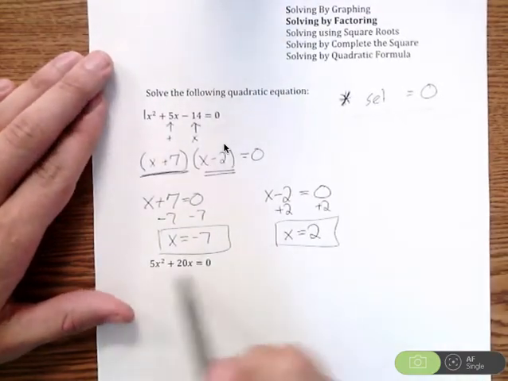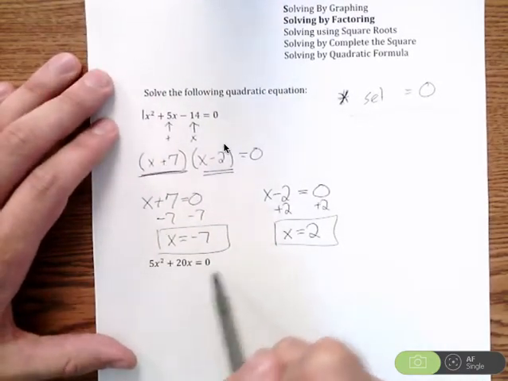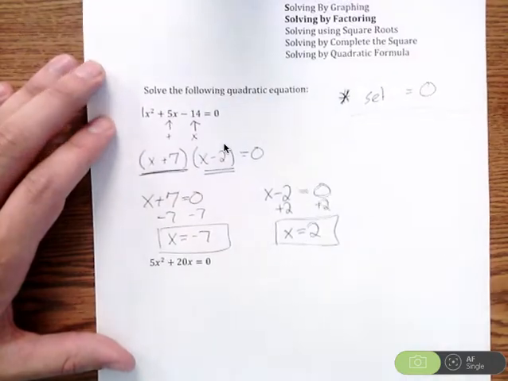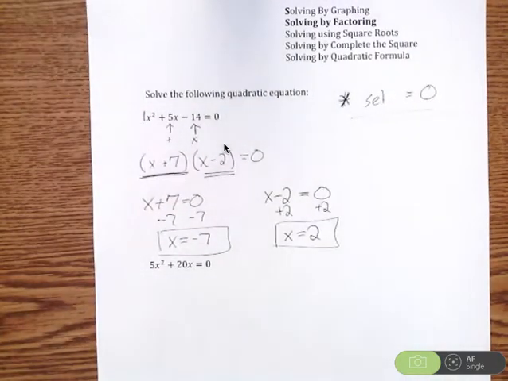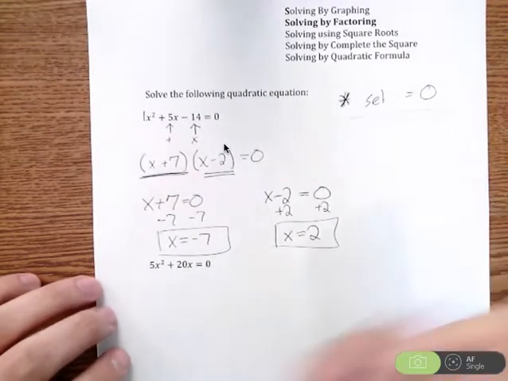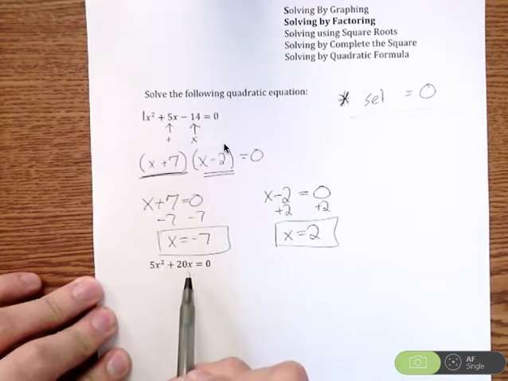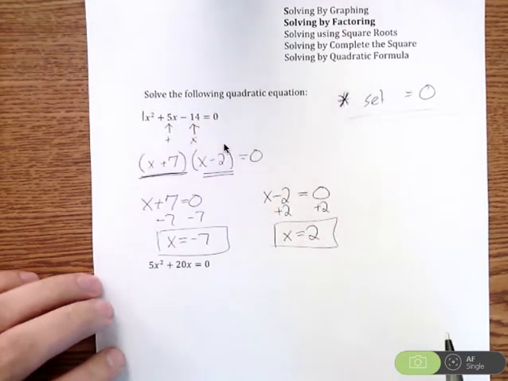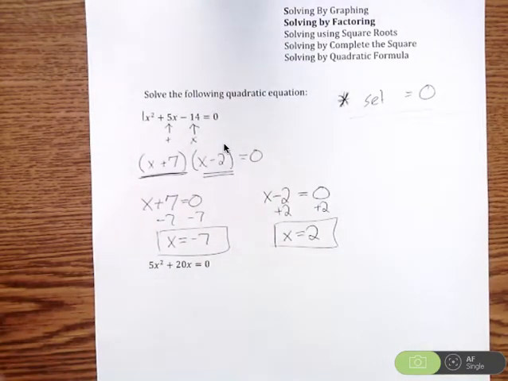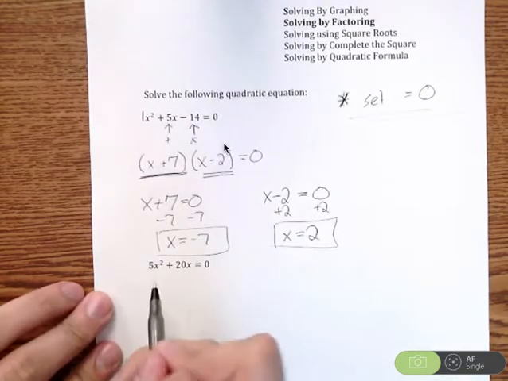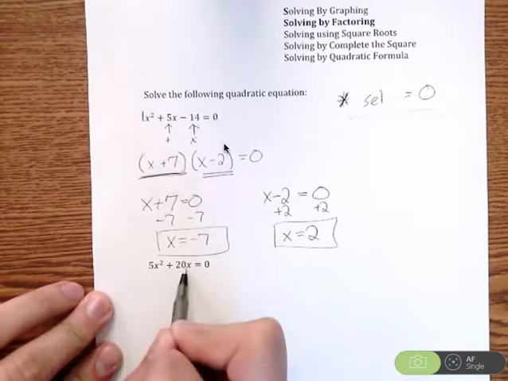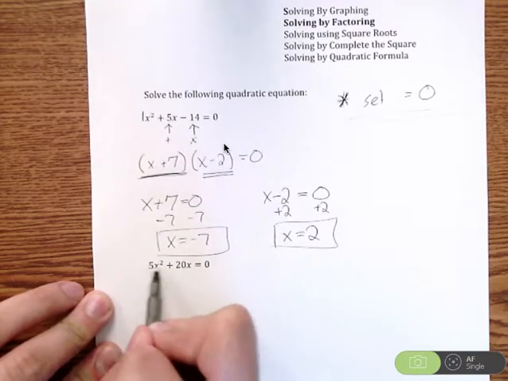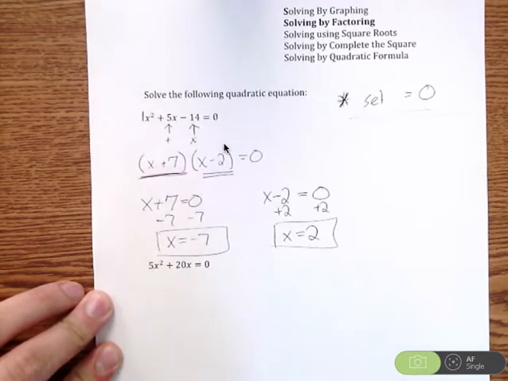On the second problem, we have 5x squared plus 20x equals 0. So again, we are still solving by factoring. What we want to do is try and factor this. Now, a lot of people look at this right away and think they can't factor it. One thing we want to look for is a GCF, a greatest common factor. So I want to see, is there anything in common with these two terms? If I have 5x squared and 20x, I want to look for what's in common.